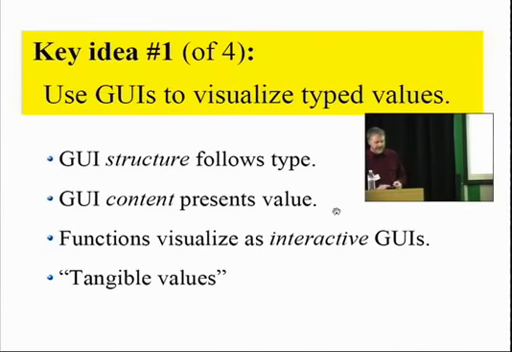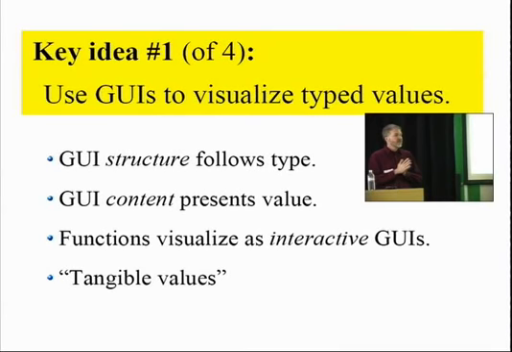So Eros has 4 key essential ideas that combine toward this vision of usability and composability. And the first one is simply this: to use GUIs as a visualization of typed values.